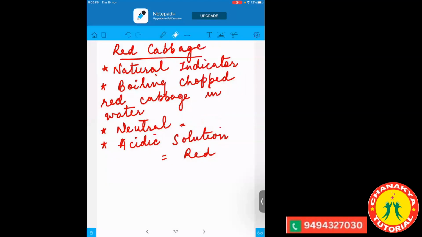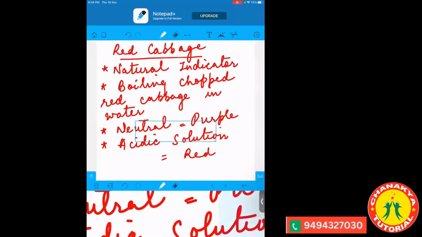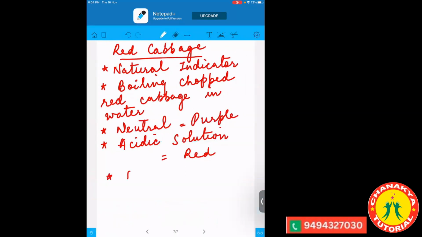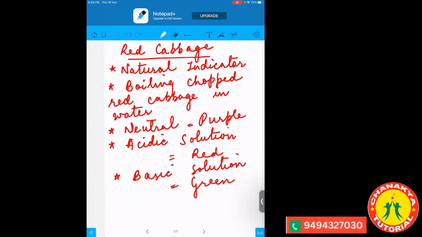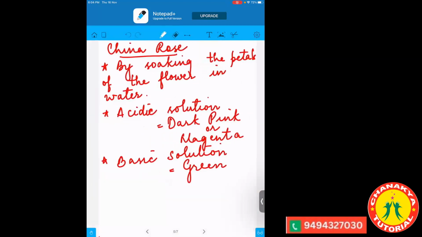So in the neutral condition, what happens? The color will be purple in the neutral condition. In acidic, what happens? The purple will be converted into the red color. And whereas in the basic condition, it will start converting into the green color. So neutral, it will be purple in color, in acidic red color, and in basic green color. So that is how all these work together.